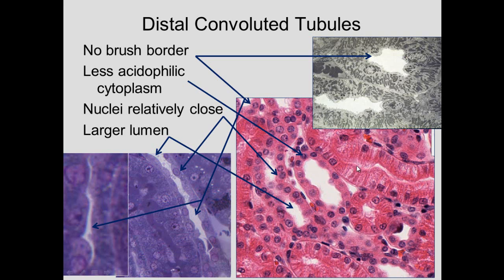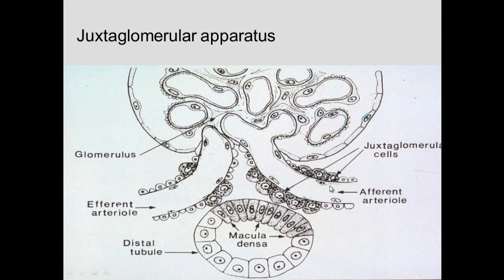Proximal tubule has brush border; distal, no brush border. Nuclei far apart; nuclei close together. Less eosinophilic. That's what we can see. And then where the distal tubule comes back up to the vascular pole, this is the afferent, efferent arteriole, you have a high density of cells there. We call that the macula densa. And this is an osmotic sensor.